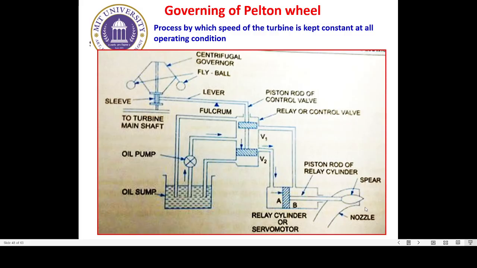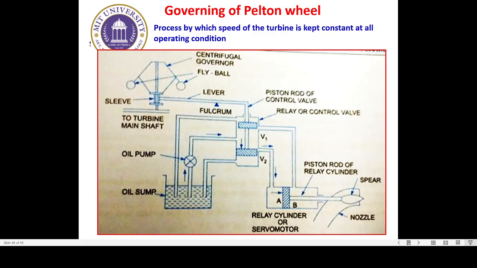Okay, so this decrease in the area of the flow will in turn reduce the rate of flow of the water to the turbine, which will definitely help us to reduce the speed of the turbine. And when the speed of the turbine reaches some normal level, then the fly balls, sleeve, lever and piston rod of the control valve attain their normal position again, the normal condition as shown in this arrangement.